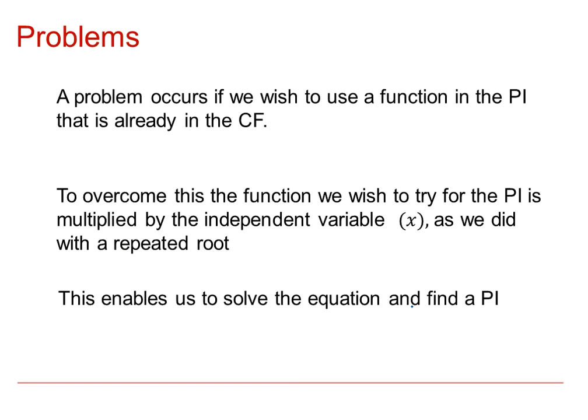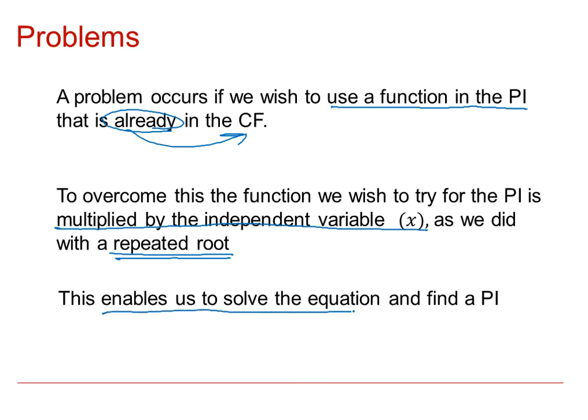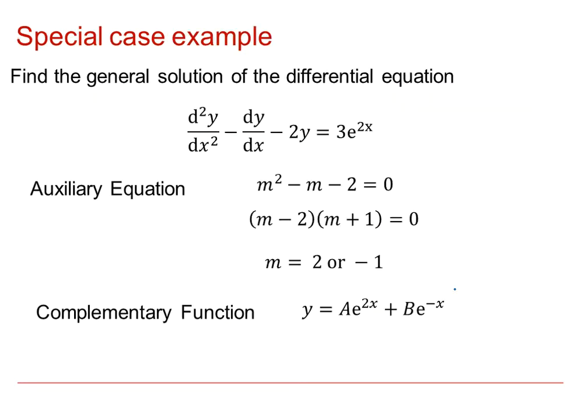However, a problem can occur if we try to use a function for our particular integral which has already been used in our complementary function. To overcome this problem, we simply take the particular integral we'd normally use and multiply it by the independent variable x. This is similar to what we did when we looked at repeated roots to the auxiliary equation in an earlier video. And this will enable us to solve the differential equation and find the particular integral.